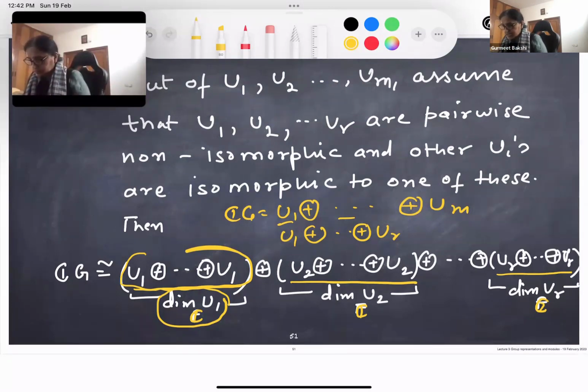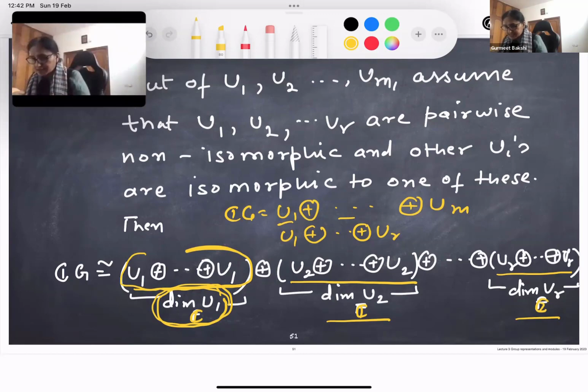Okay. So that change will be there if your field is not algebraically closed. All right. So in this step, what you prove is that U1 is repeated precisely dimension of U1 over C many times, U2 is precisely repeated dimension of U2 many times, and so on up to UR. And now once you have done this, you take dimension over C.